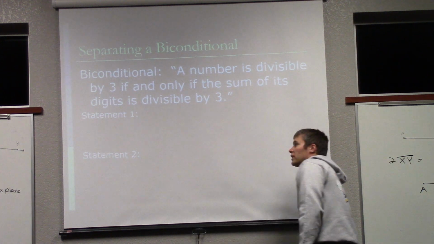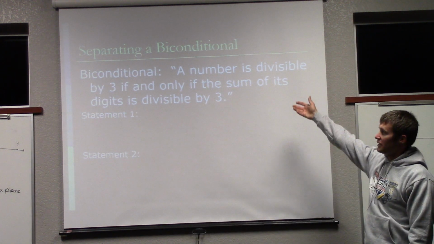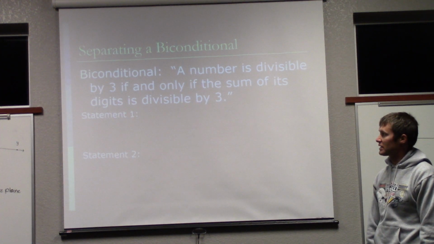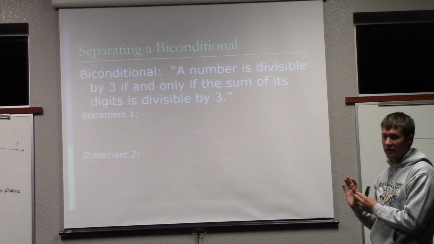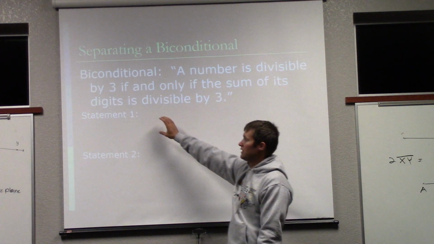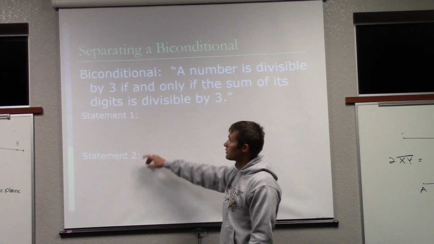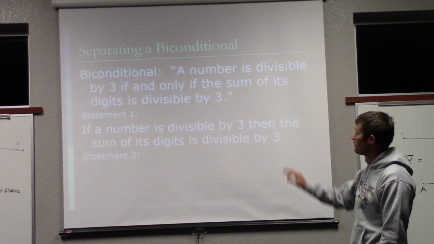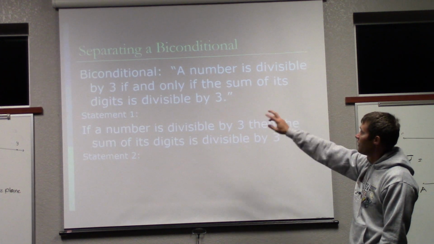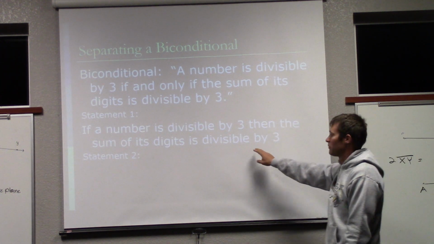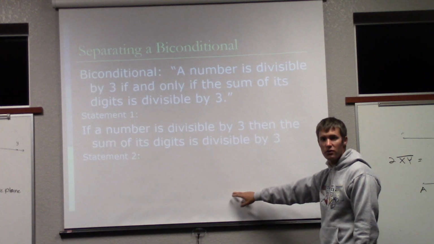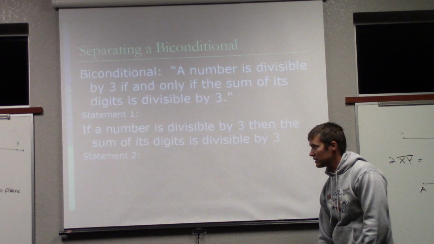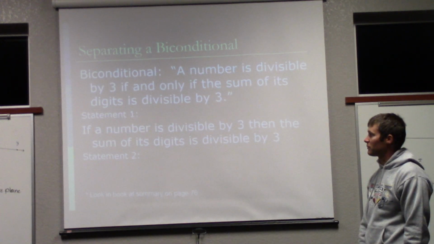As we go forward, what we want to do now is take a biconditional statement: a number is divisible by 3 if and only if the sum of its digits is divisible by 3. We're going to write two statements, a condition and then its converse. We start off: if a number is divisible by 3, then the sum of its digits is divisible by 3. And now statement 2 is the converse. Now we switch the order. If the sum of the digits is divisible by 3, then the number is divisible by 3.